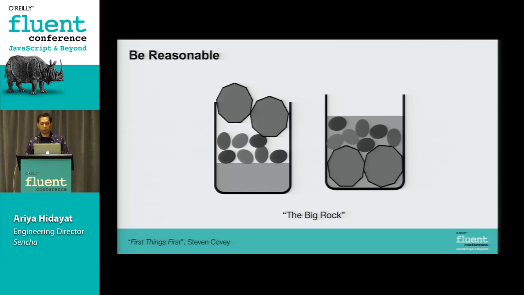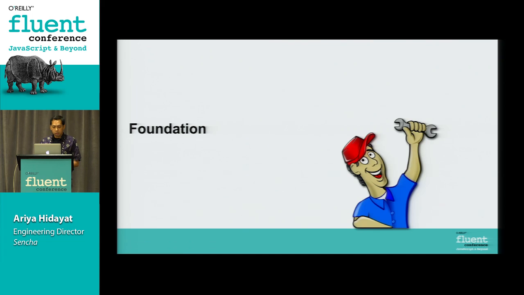So if you try to place all these rocks in a jar, and pebbles and sand, the easiest way is to put the big rock first, and then the pebbles, and then the sand. That way you can fill the jar more optimally. So let's talk a little bit about what kind of foundation we need so that we can build such kind of tools.